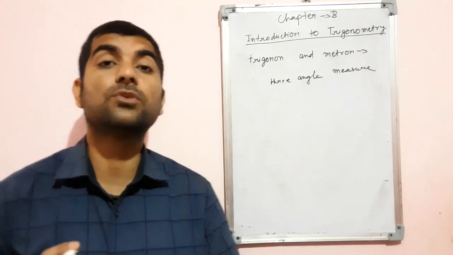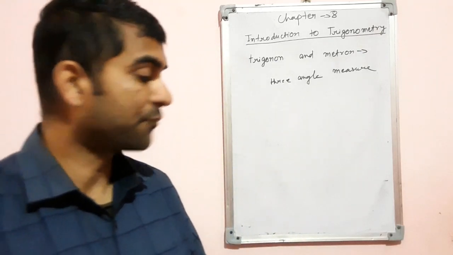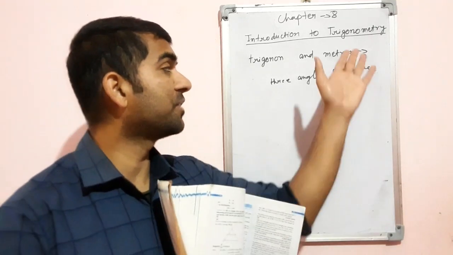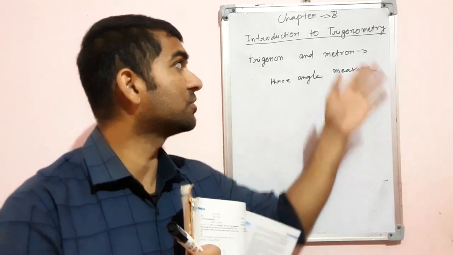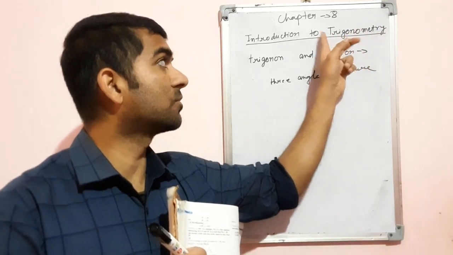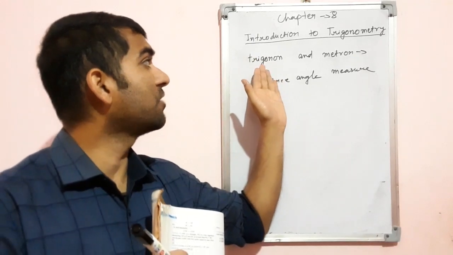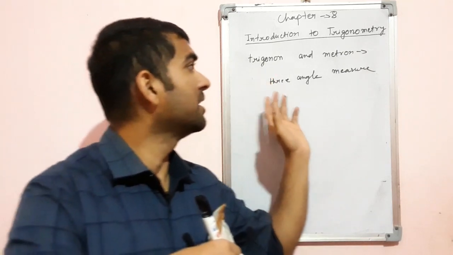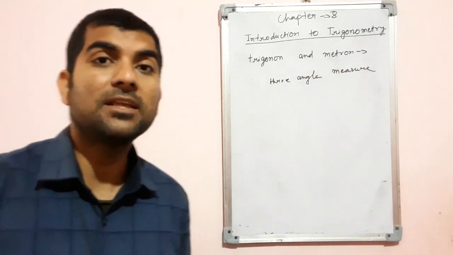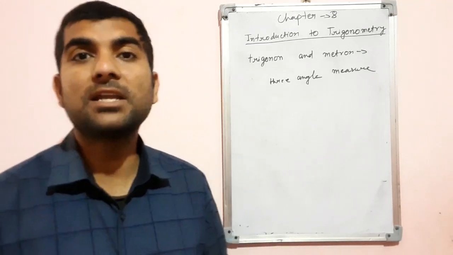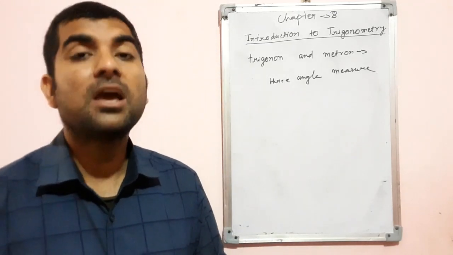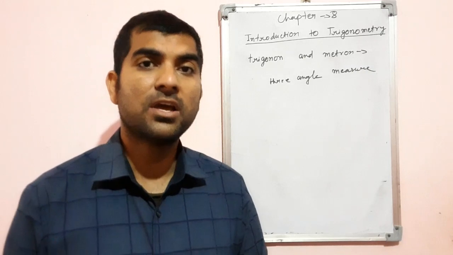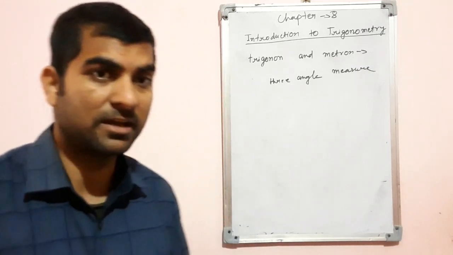So now today we are going to start with a very important chapter, Chapter 8, Introduction to Trigonometry. What is the meaning of trigonometry? This word comes from the Greek words trigonon and metron. What is the meaning of these two words? Three angle measure. In this chapter we are going to study the measurement of angles with respect to sides. If we know the sides, we can find the angles.